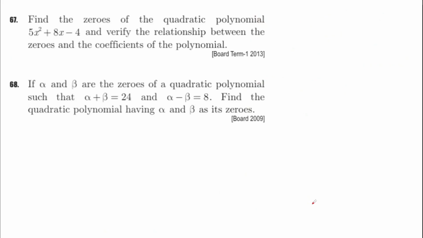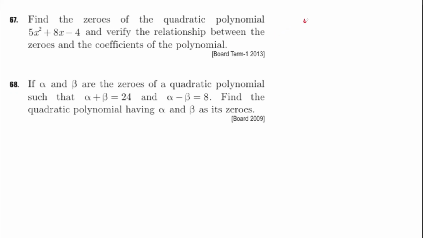Now we'll have two more questions and after that we will end the class. The first question is: find the zeros of the quadratic polynomial and verify the relation between the zeros and coefficients of the polynomial. Just before this we have already done this thing. Again let's try to do this.